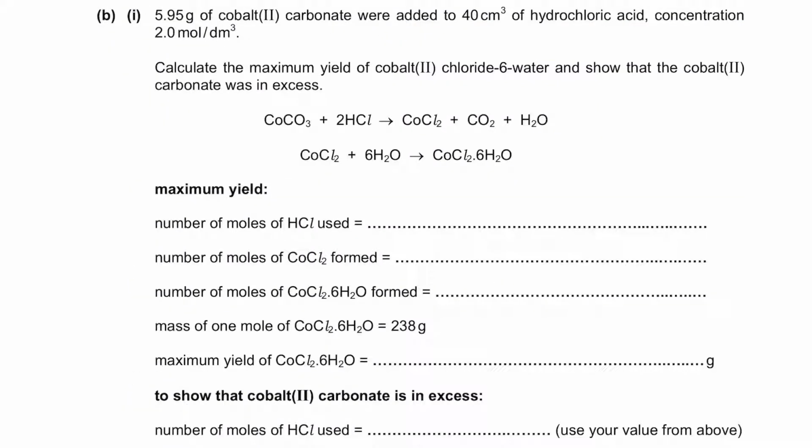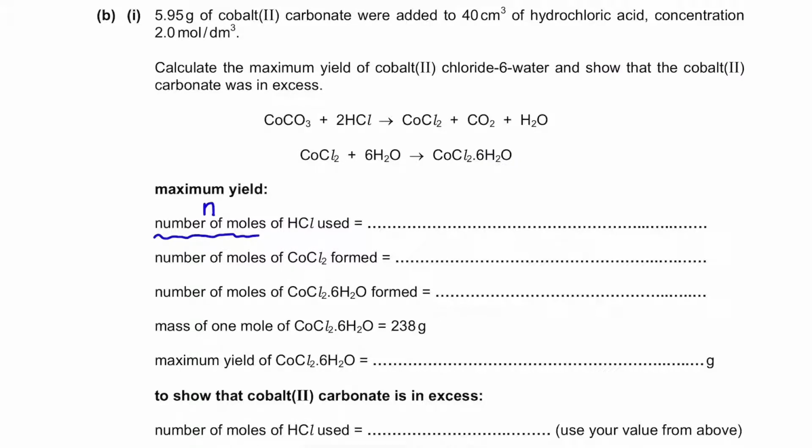Part B. 5.95 grams of cobalt 2 carbonate were added to 40 cm cube of hydrochloric acid, concentration 2.0 mol per dm cube. Calculate the maximum yield of cobalt 2 chloride 6 water and show that the cobalt 2 carbonate was in excess. We have the chemical equations and a list of questions that need to be answered here. It looks quite complicated, but if we do these questions one by one, step by step, they're all doable, so don't worry. So the first question is asking us to find the number of moles of HCl used.